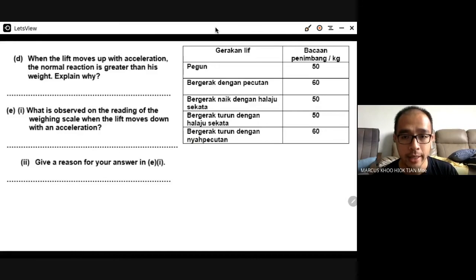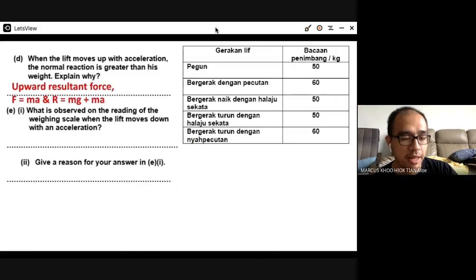Why? If he moves upwards, he feels heavier. Why? Explain why. Because the upward resultant force is mg plus ma. Okay, that's how we would answer this.